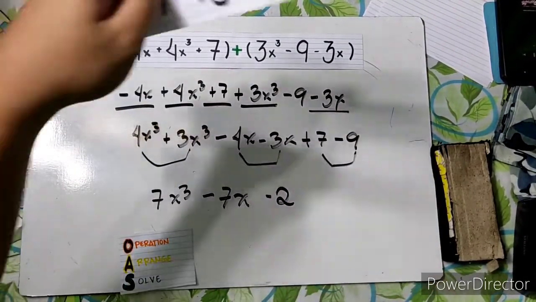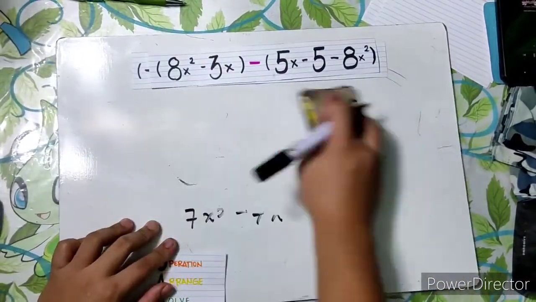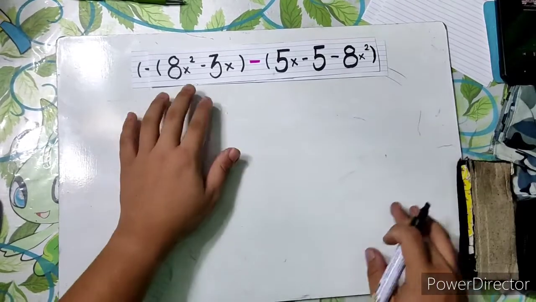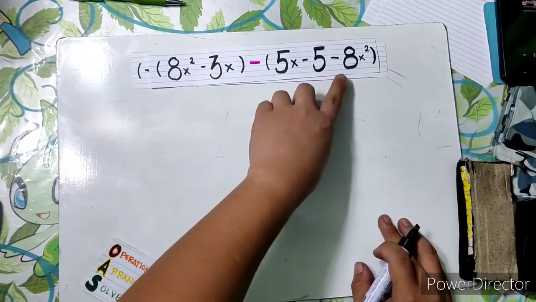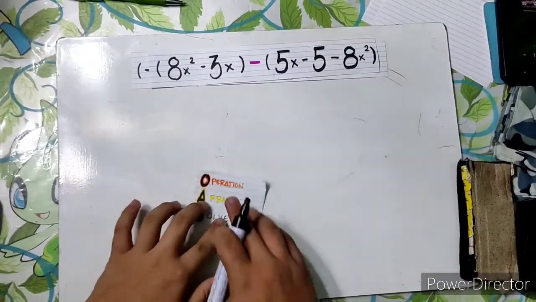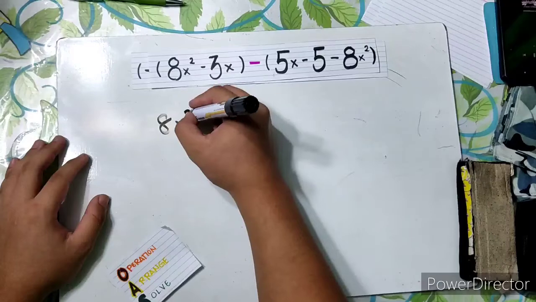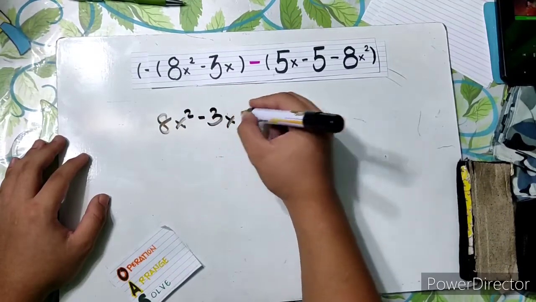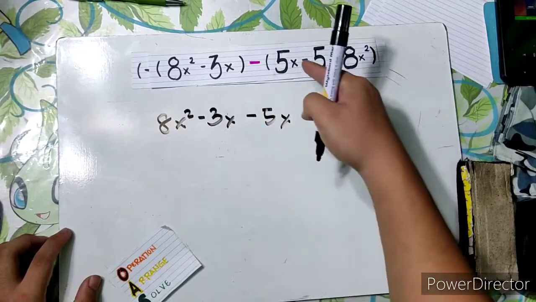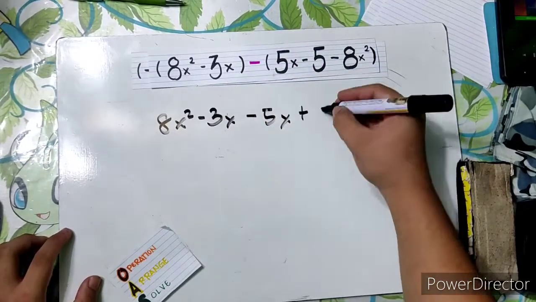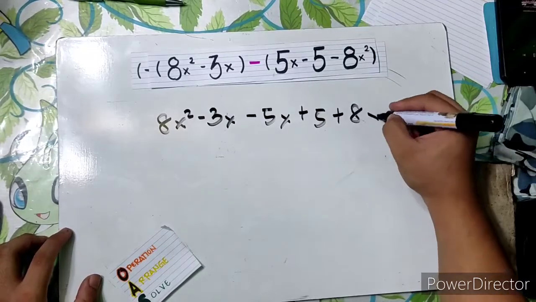Same thing with the subtraction. We have here 8x squared minus 3x minus 5x minus 5 minus 8x squared. So first is the operation. We'll just copy what's on the left. So 8x squared minus 3x. Negative times positive is negative 5x. Negative times negative is positive 5. Negative times negative is positive 8x squared.